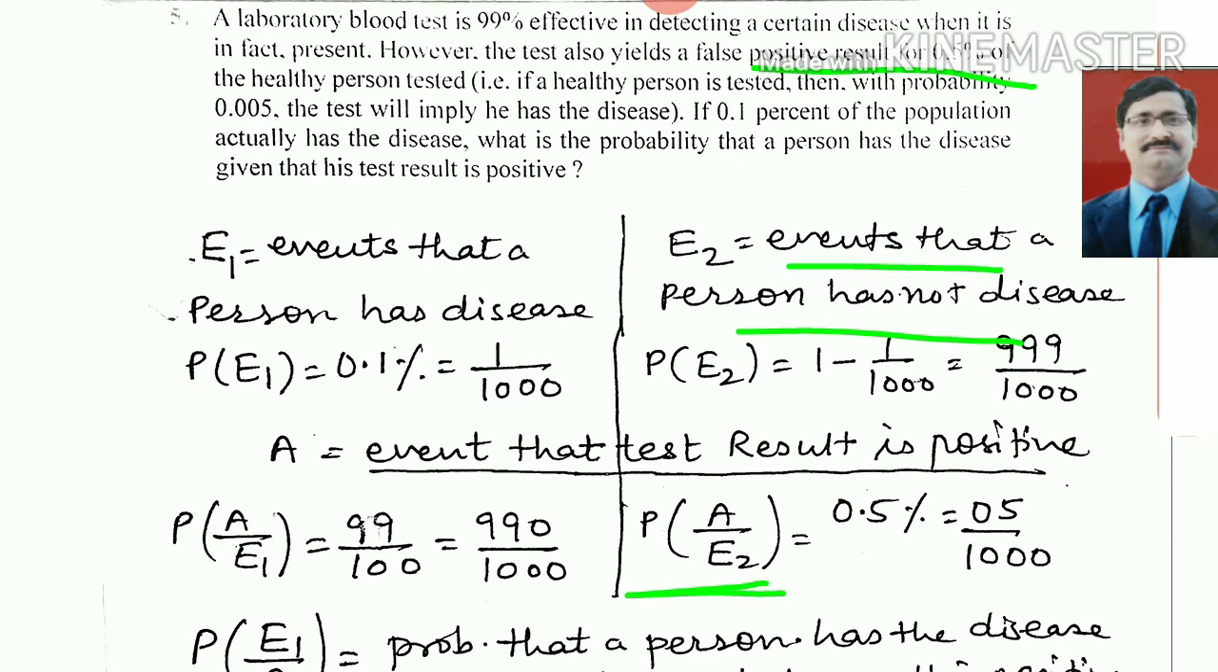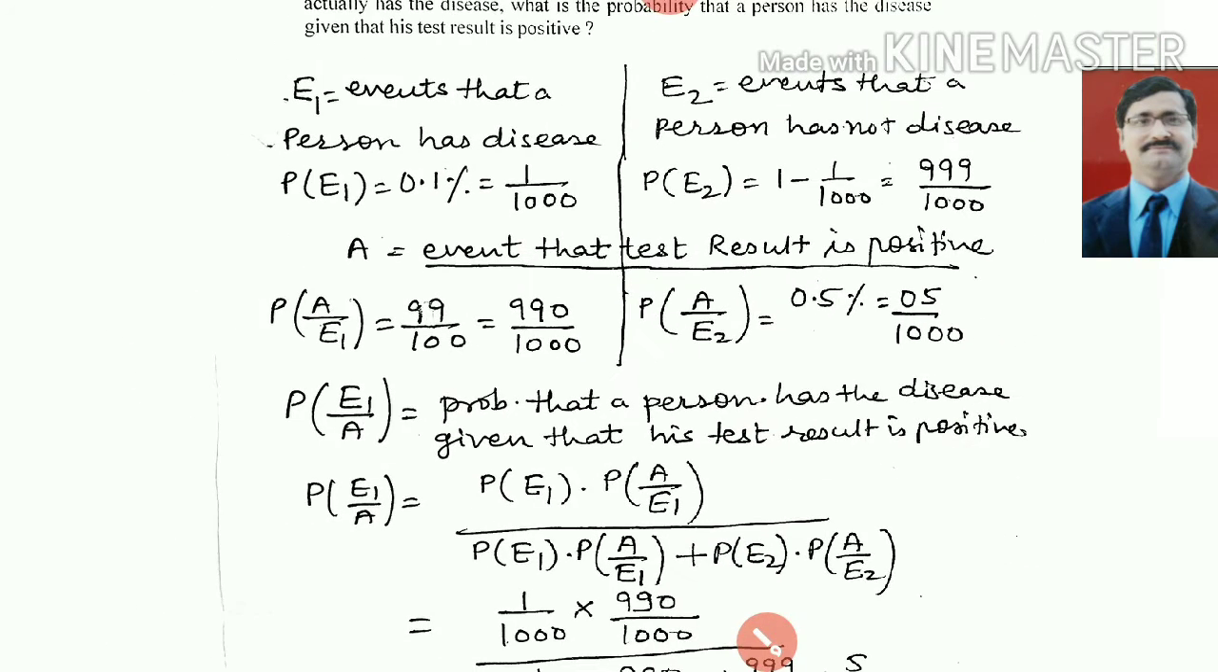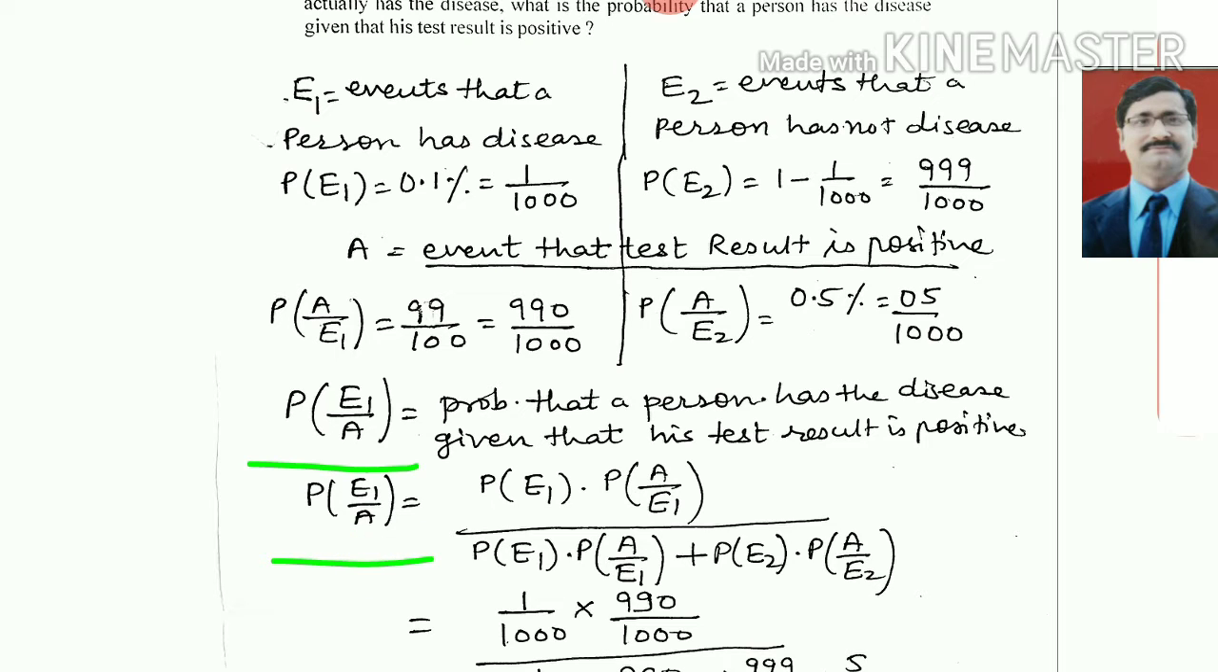Now what do we have to find? We have to find the probability that a person has the disease given that his test result is positive. So we have to find P(E1|A). You already know Bayes theorem: P(E1|A) equals P(E1) times P(A|E1), upon P(E1) times P(A|E1) plus P(E2) times P(A|E2). So you have this by Bayes theorem.